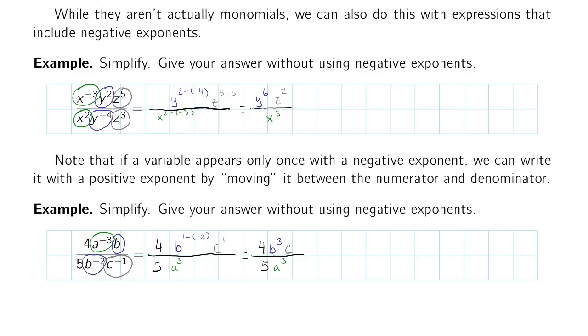So for ratios of monomials, we just use the exponent rules, and even though they're not strictly speaking monomials, we can work with products of powers of variables that include negative powers of variables in exactly the same way.